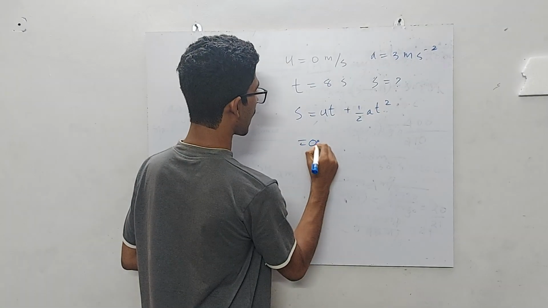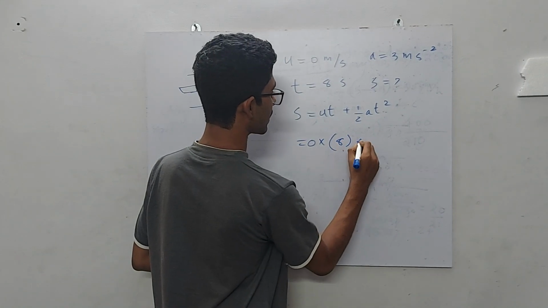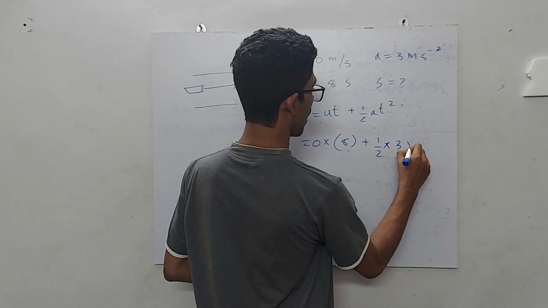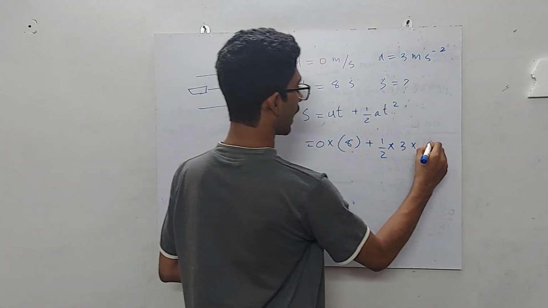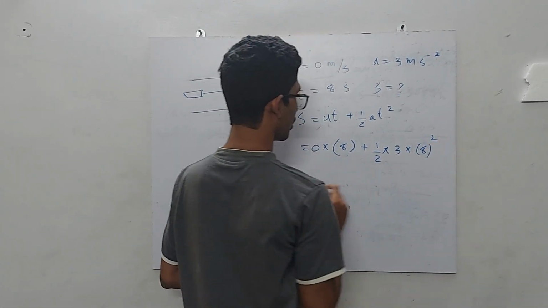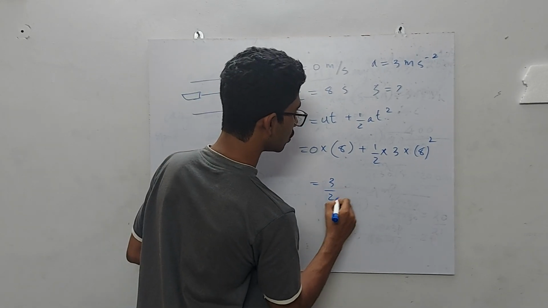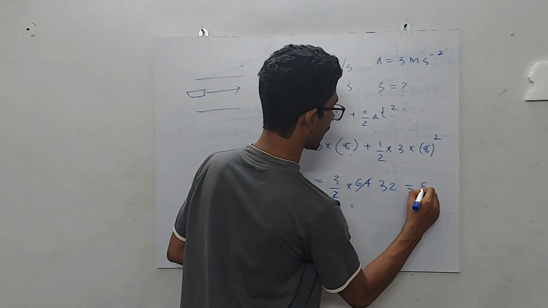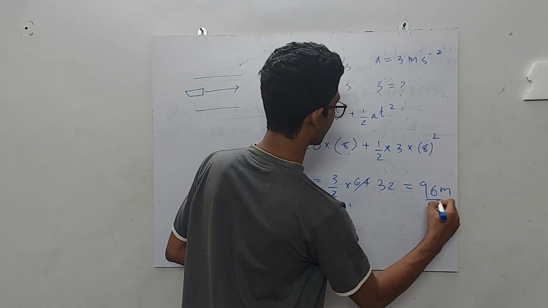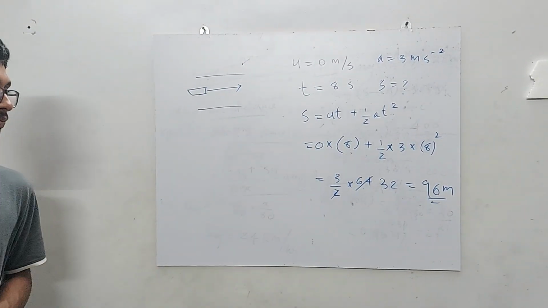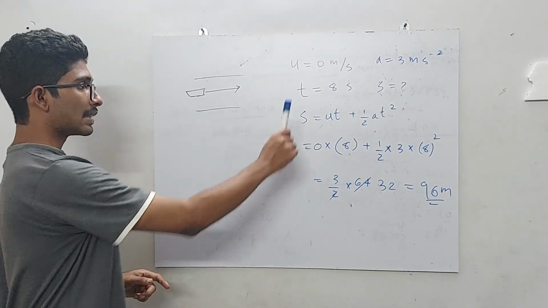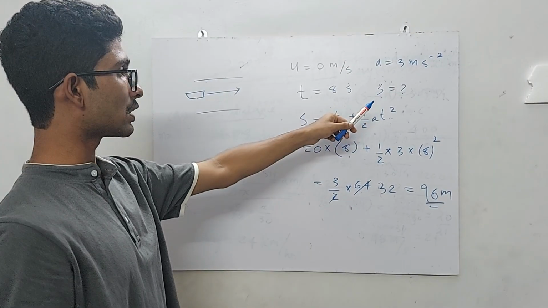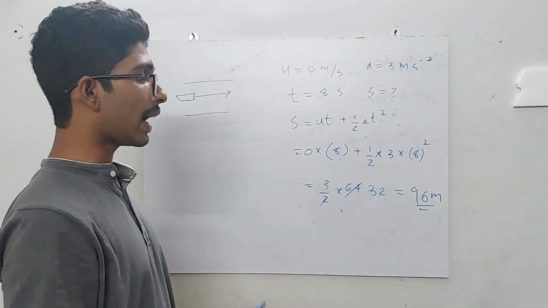So that would be 0 times 8 plus half into, what is the acceleration? 3. And what is the time? Time is 8, so 8 square. So that would be 3 by 2 into 64. 2 cancels, that would be 32. So in total the answer would be 96 meters. So that was a very easy question. The distance that the boat travels in 8 seconds, undergoing an acceleration of 3 meters per second square and starting from rest, would be 96 meters.